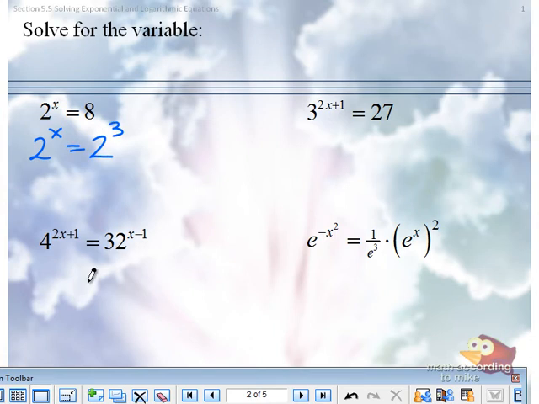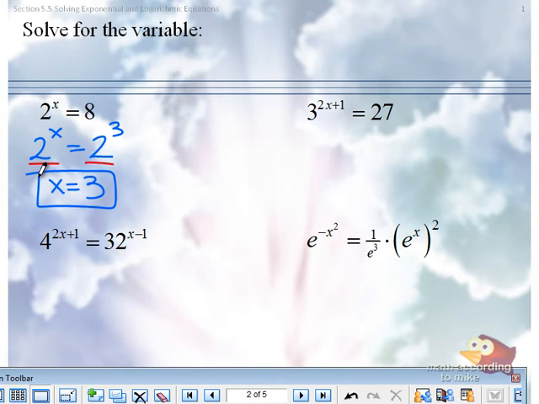So if the bases are the same, they're both 2's, then the exponents are the same. So what's my next line? And you're done. So the thought process is, I have an exponential equation, check. Can I write them as the same base? If I do, then I just set the exponents to be equal.